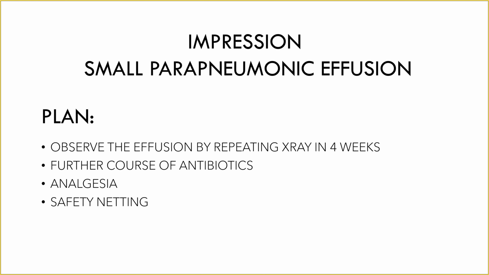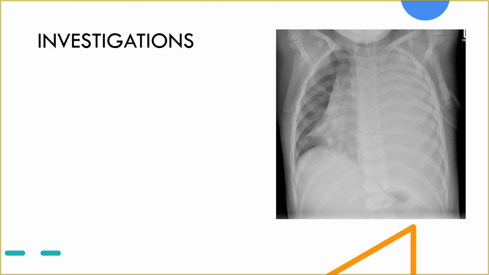So that was the case if a patient has a very small pleural effusion. If a patient comes in with an X-ray looking like this, in this case there is a very large pleural effusion. Any suggestions on what investigations we would like to do for very large pleural effusions?